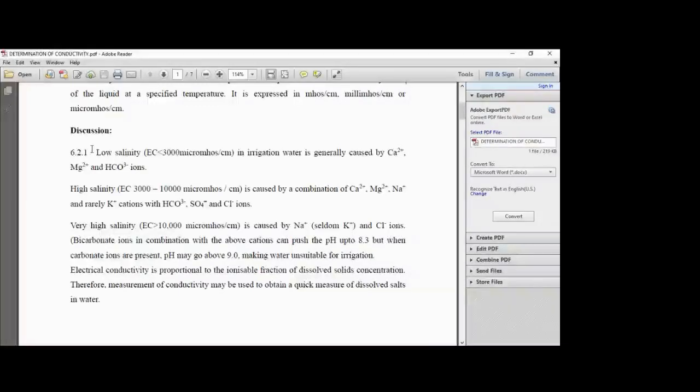So now, low salinity. If the electrical conductivity in irrigation water is less than 300 micromhos per centimeter, it is said to have low salinity, and the salinity is generally caused by Ca2+, Mg2+, and HCO3- ions, right? So this is the understanding we have. If the electrical conductivity is less than 300 micromhos per centimeter, we can say that the salinity is low, and the ions present are Ca2+, Mg2+, HCO3-.